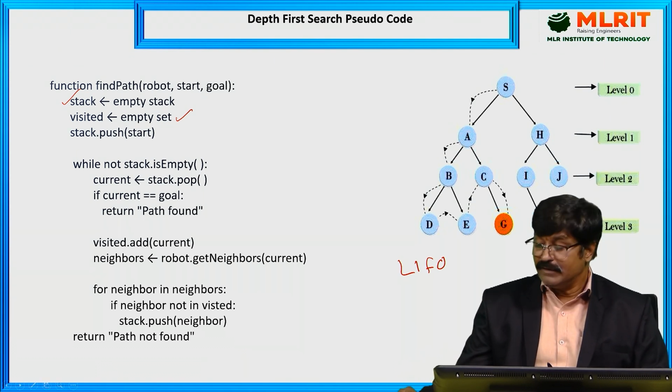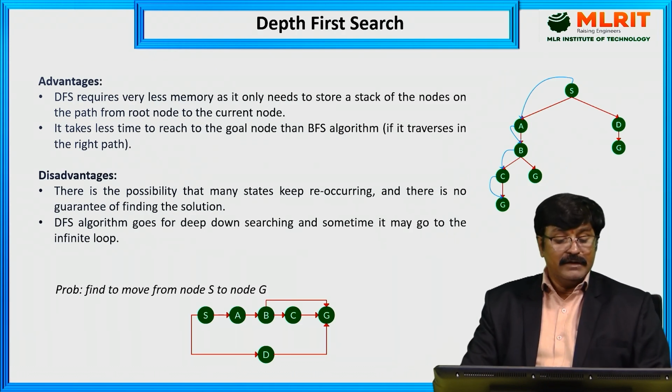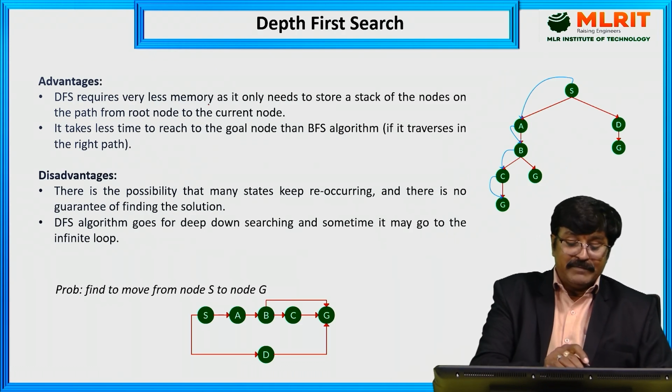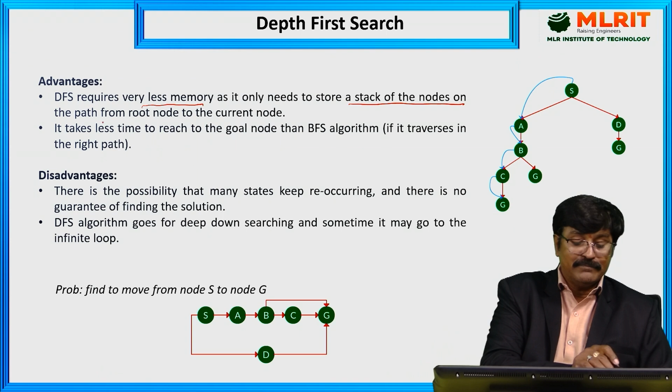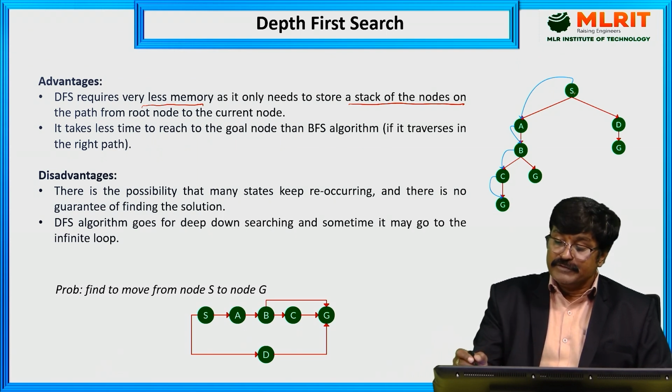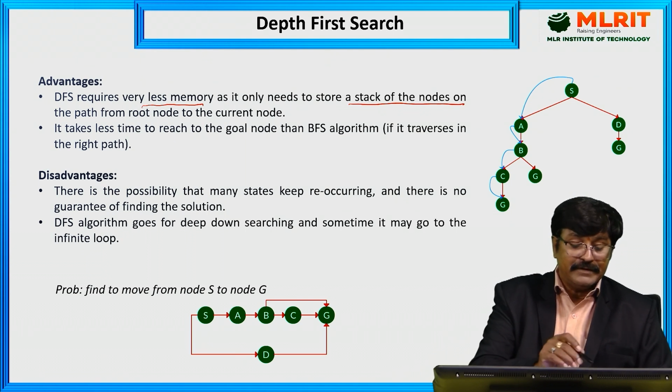Then coming to another variant of the depth first search. What are the advantages in this case? It occupies very little memory. That is one advantage. It only needs to store the stack of the nodes on the path from the root node to the current node. That information you keep in the stack, and only that information it stores. That's why it takes very little memory.